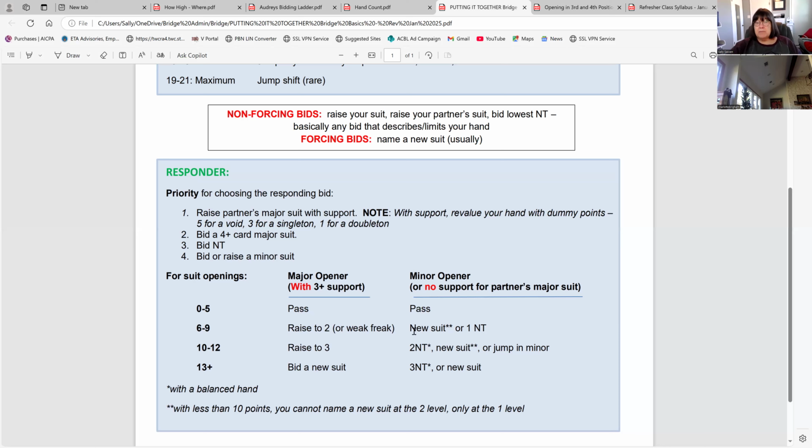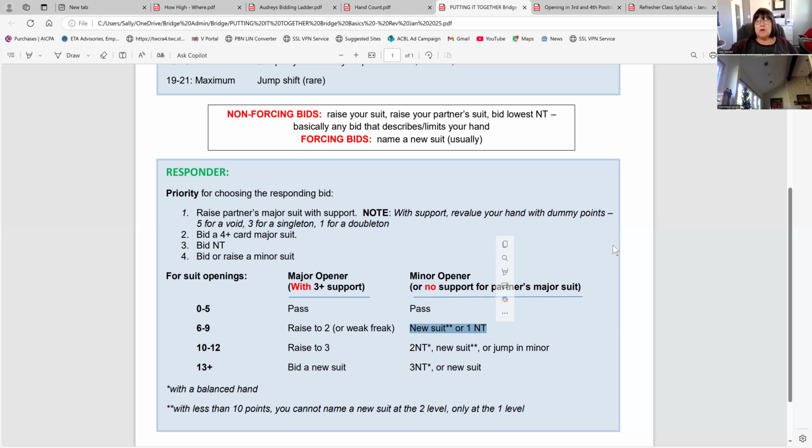If you are in the bottom category here of 6 to 9, well, you can bid a new suit or you can bid one no trump, but you cannot bid a new suit at the 2 level unless you have 10 points or more. Excuse me. So if partner opened a club or a diamond, you can bid a heart or a spade if you have 4 of them with just 6 to 9 points, no more than 9 points. You're fine to bid at the 1 level. But you cannot bid at the 2 level unless you've got 10 points or more.